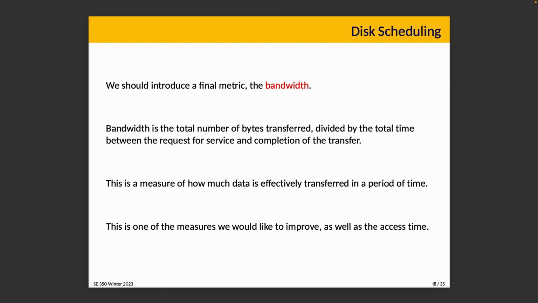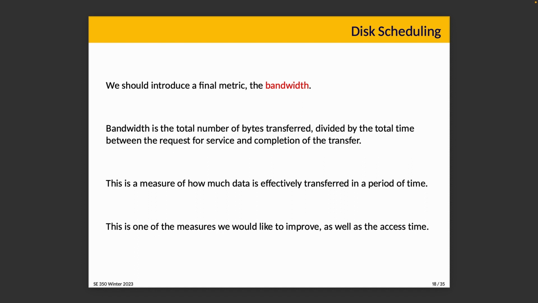Before we do that, though, I want to introduce one more interesting metric, if you will, which we will call bandwidth. Bandwidth is the total number of bytes transferred divided by the total time between the request for service and the completion of the transfer. So if we want to download a file, and the file is 500 megabytes, we care mostly about the total time it took. Let's say it takes 2 minutes. Then we would divide the 500 by the 2 minutes, and we would get the effective bandwidth.